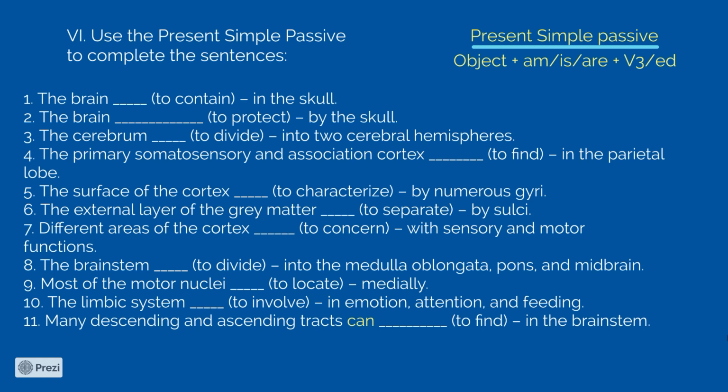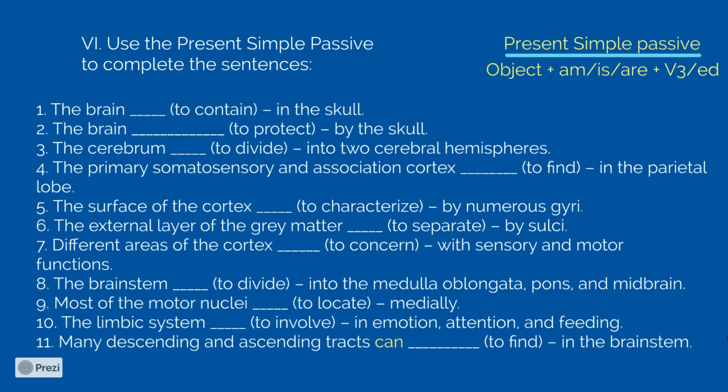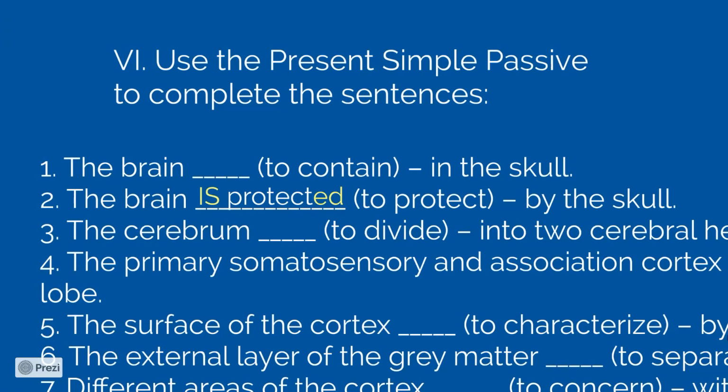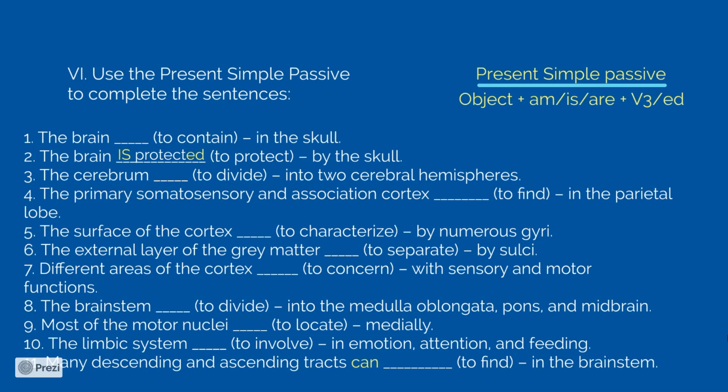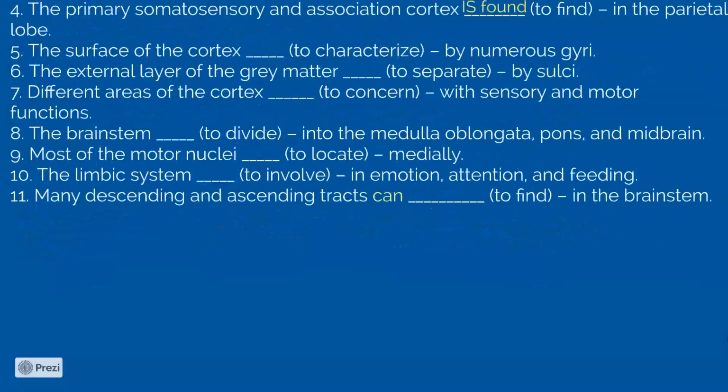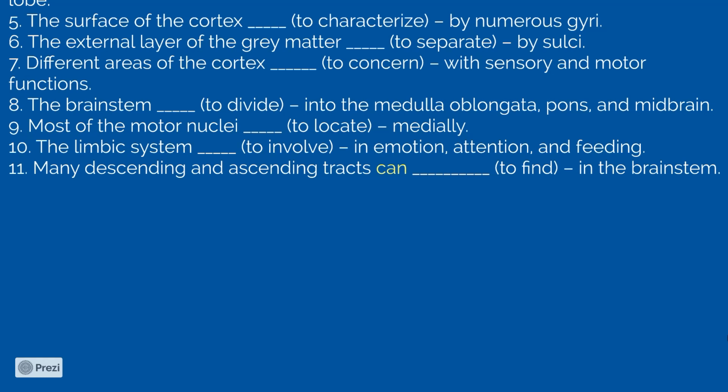It consists of the verb to be and the verb in the third form or past participle. Remember that most verbs are regular, they just end in ed. For example, the brain is protected by the skull. But some verbs are irregular and change their forms, like in the following sentence. Cortex is found in the parietal lobe. One more interesting thing is the modal verbs, like can, will, or must.